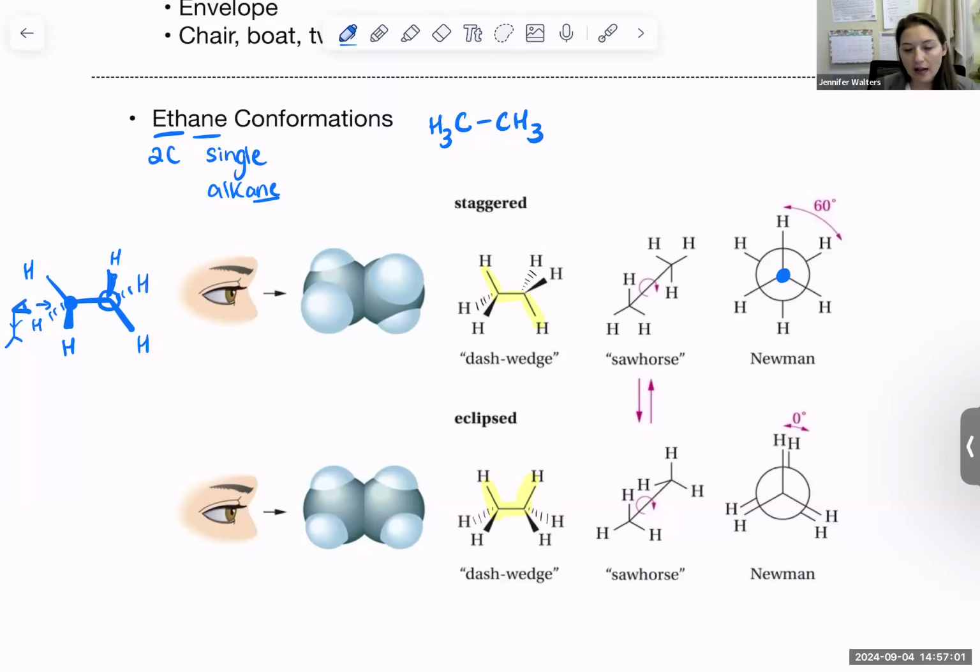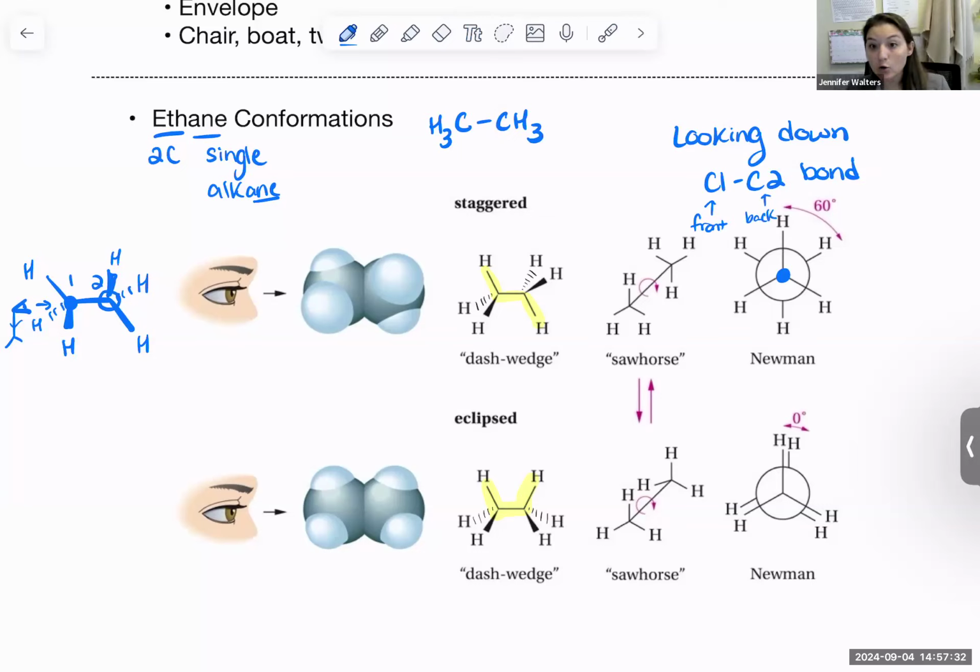When you're trying to define the perspective, saying which bond you're looking down, because there are going to be multiple bonds that we can look down, you're going to define it as whatever's in the front and then the back. So if that's carbon 1 and carbon 2, then I am looking down the C1, C2 bond, where C1 is the front, C2 is the back.